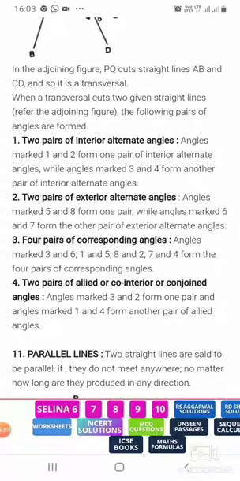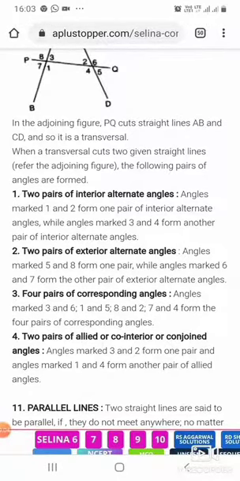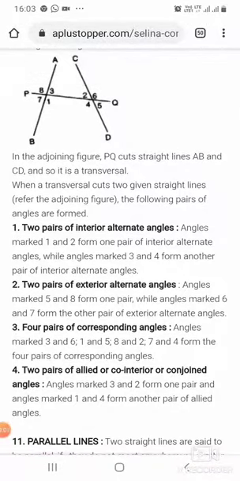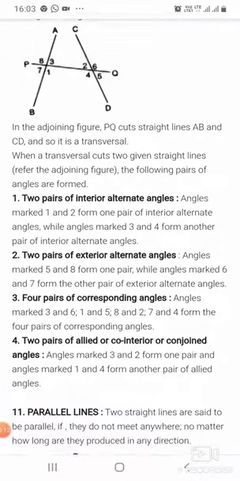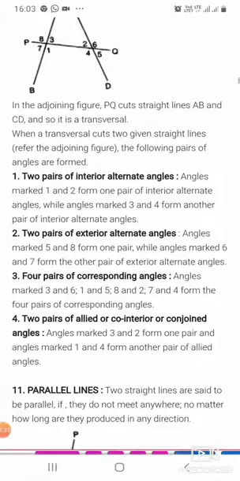Next, four pairs of corresponding angles. You can see here what the corresponding angles are. Mark 3 and 6. Wherever 3 is there, 6 is in the same position on the other line. So 3 and 6 are one set of corresponding angles. For 1 and 5 again we have corresponding angles. Wherever 1 is, in the same position 5 exists on the other line. So 3 and 6, 1 and 5, 8 and 2, 7 and 4. That is why there are four pairs of corresponding angles.